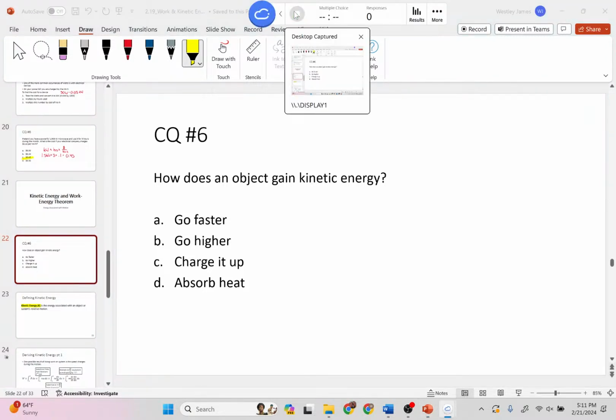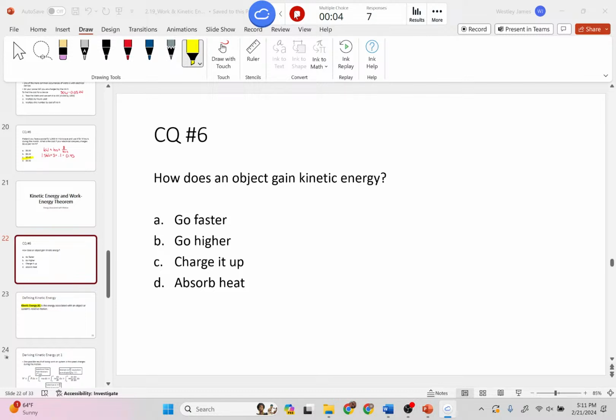Take a guess. How do you gain kinetic energy? This is something you probably learned in middle school. Most of my high schoolers have heard this term, so I'm trusting that between then and now you all haven't forgotten it. Maybe you have. Is it by going faster, going higher, charging it up, or absorbing heat? If you don't know it, that's okay. I'm going to teach you, but I want to show that most of you do know this. Most of you have heard the word kinetic energy in middle school, high school, somewhere. All right, we're going to go to 40 seconds.